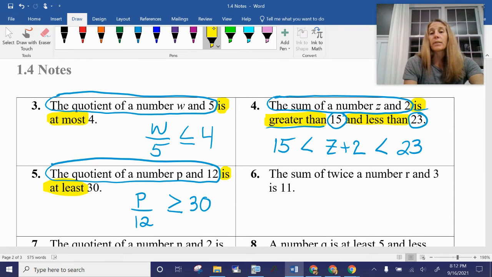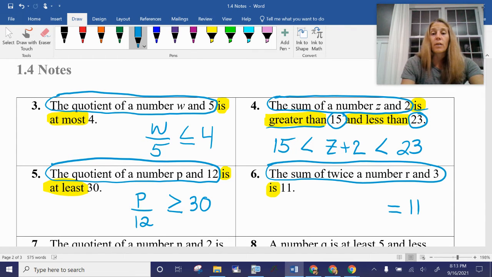Number 6, the sum of twice a number R and 3 is 11. There's no words following that "is," so it's just going to be equals 11. And now we figure out our expression here. The sum, which is addition, right, of twice a number R and 3. So twice a number R would be 2R and 3. Those are the 2 things we are adding together or finding the sum of, and it should equal 11.